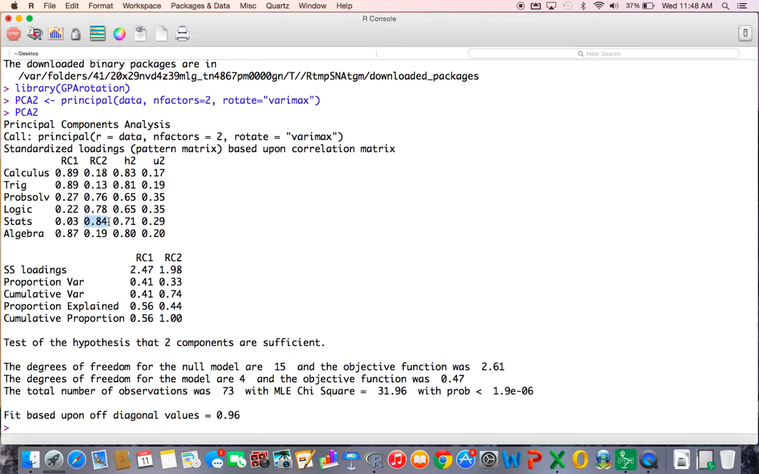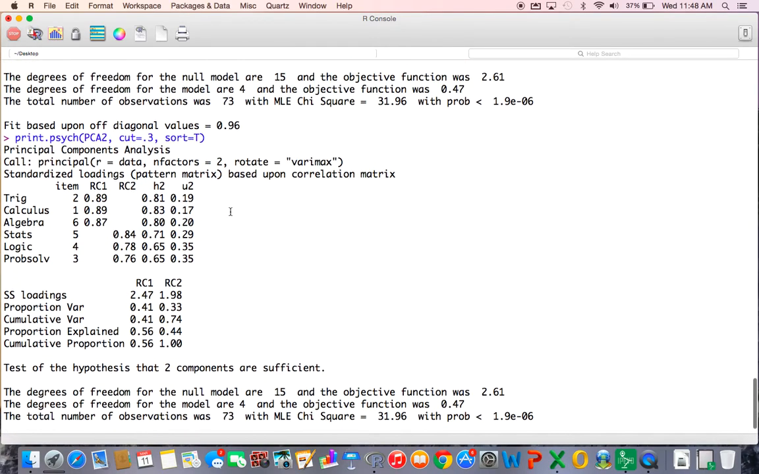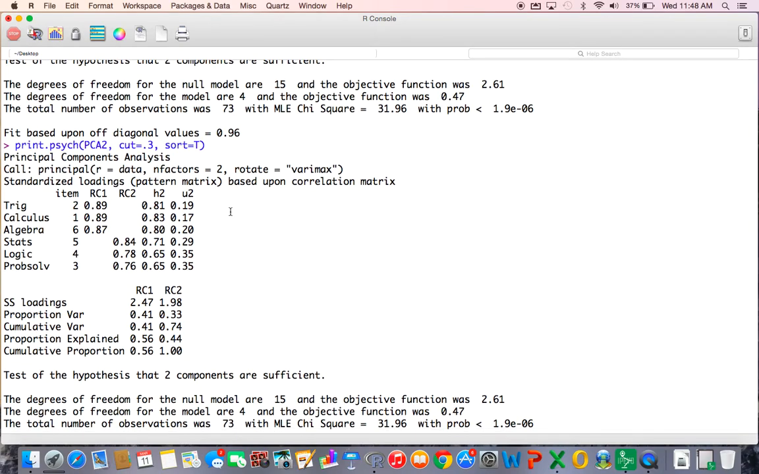Now, something that might help there is such an emphasis put on this loading being greater than 0.3, dictating what loads on what component. So there is a print psych option, and we can run it for PCA2, where the cut is equal to 0.3, and I want sort equal to be true. And this is just going to put it from high to low. So what happens then is it gives me just a better visual on what's actually loading.